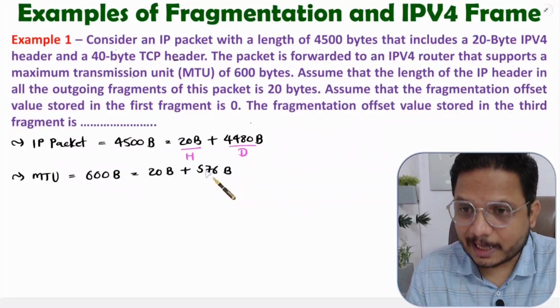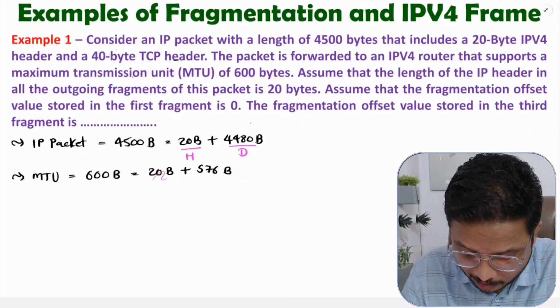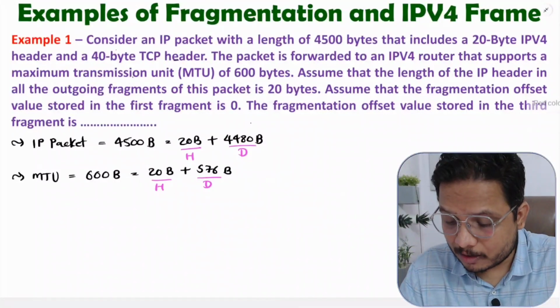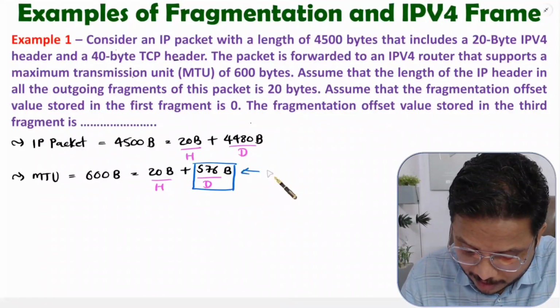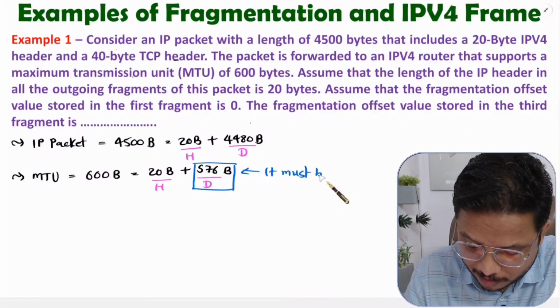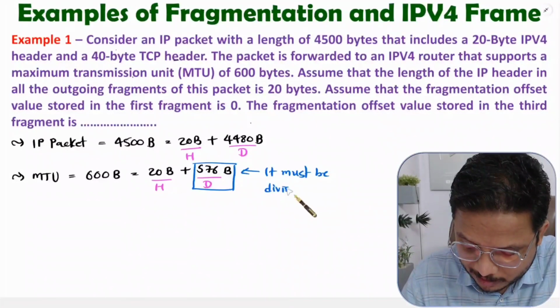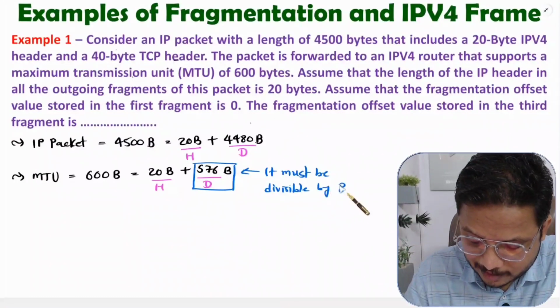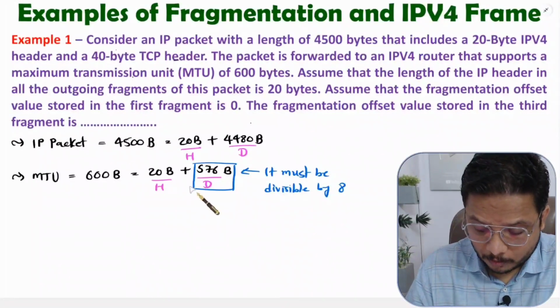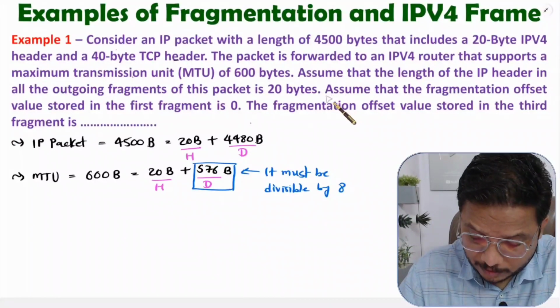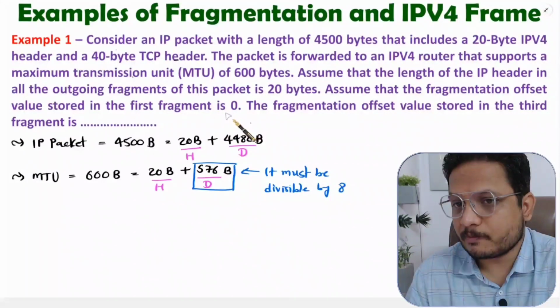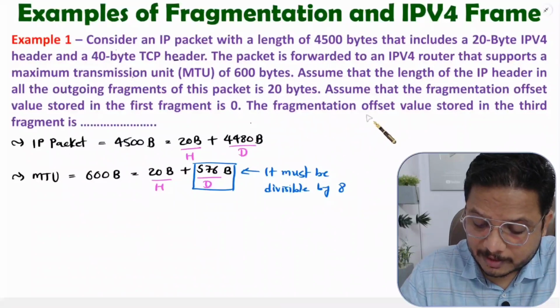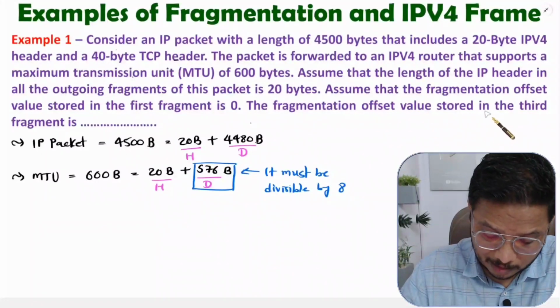So in the MTU, this is the header and this is the data. One condition that you will have to remember is that this data must be divisible by 8. This is the condition that you should know. Now see, what is the question? Assume that the fragmentation offset value stored in the first fragment is 0. So the first fragment has offset 0. The fragmentation offset value stored in the third fragment is how much?